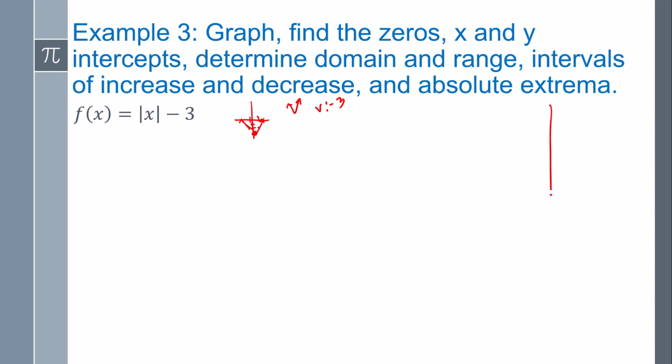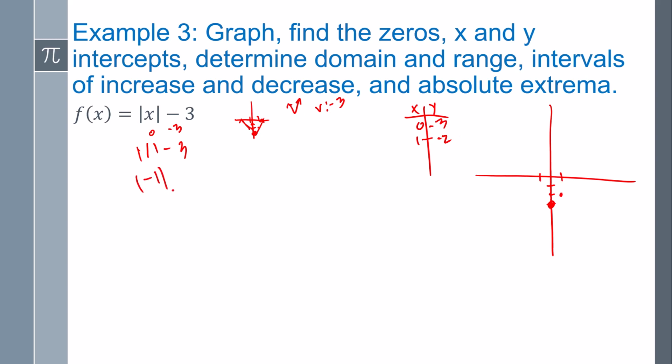So let's do that, but we're going to make this a little bit more accurate. So here's our table. If I plugged in 0, 0 minus 3, negative 3. If I plug in 1, absolute value of 1, minus 3, that's going to be negative 2. If I plugged in negative 1, absolute value of negative 1 is positive 1, 1 minus 3, it's going to be negative 2. That should be good enough because we know the shape of an absolute value.